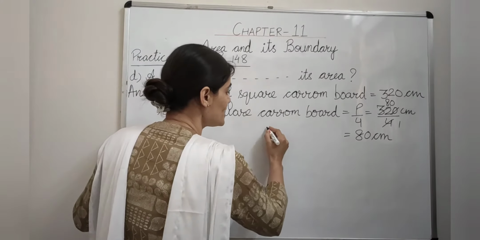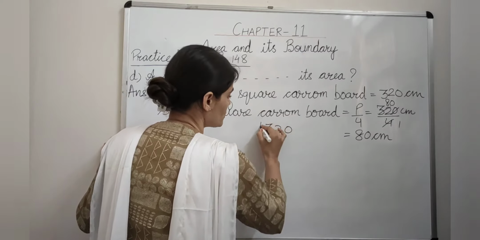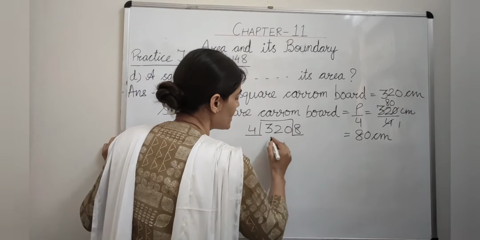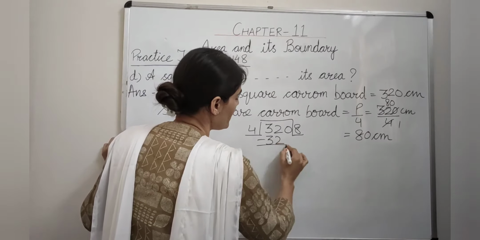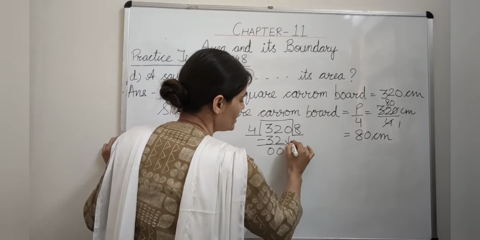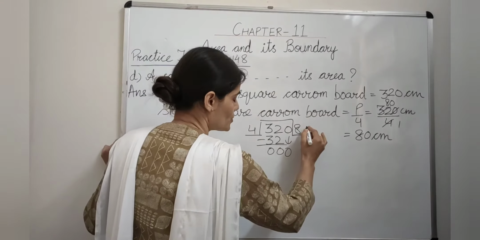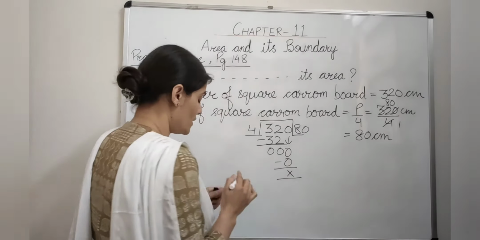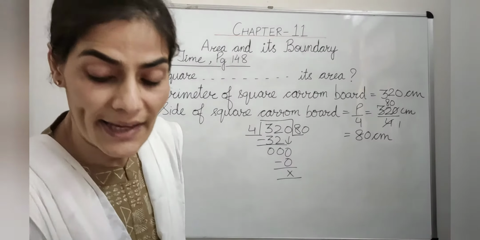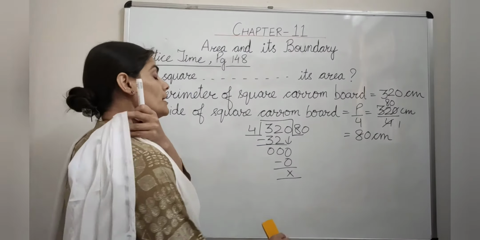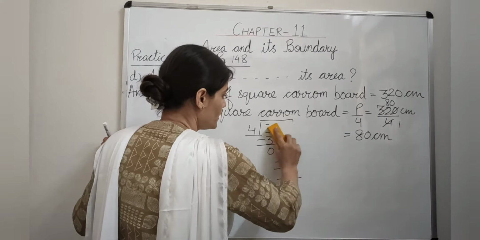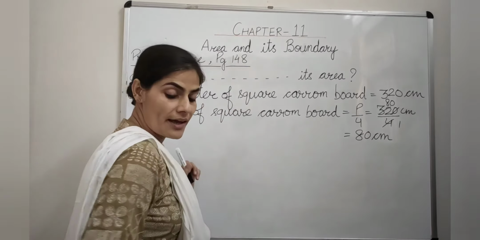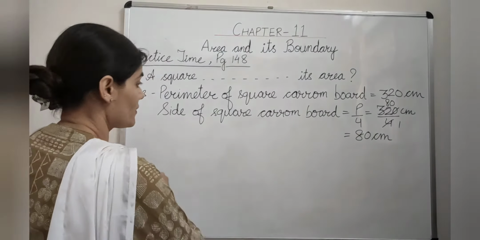Now let's do the same thing with long division method. 4 eights are 32. 32 minus 32 is 0. I bring down the 0. For this I make the entry here. 4 zeros are 0. So we got the same answer, that is 80 centimeter. Now I rub this, because we are also required to find area of this square carom board.